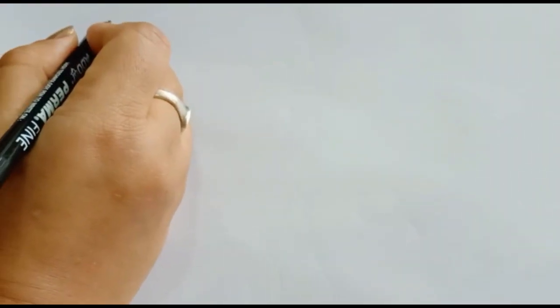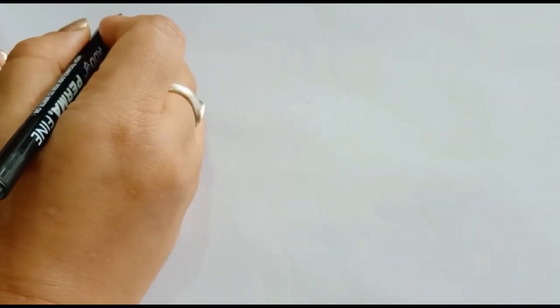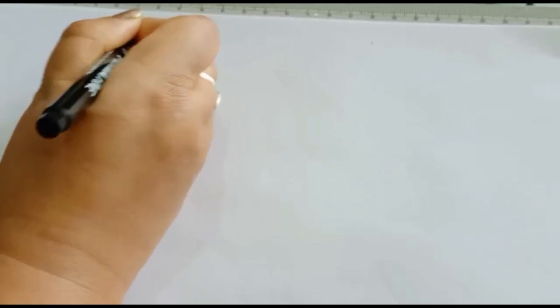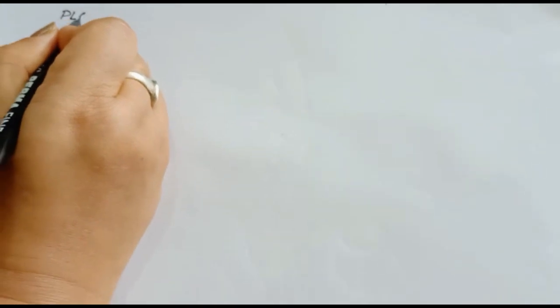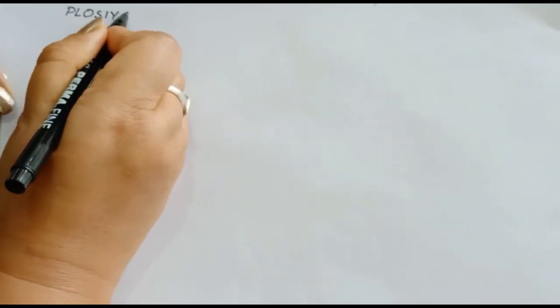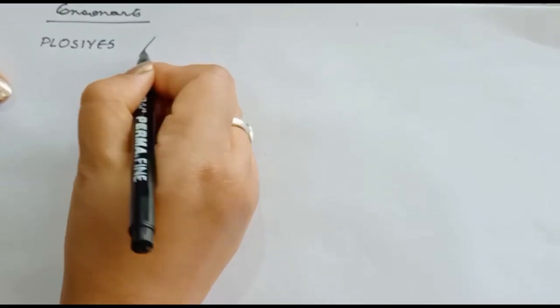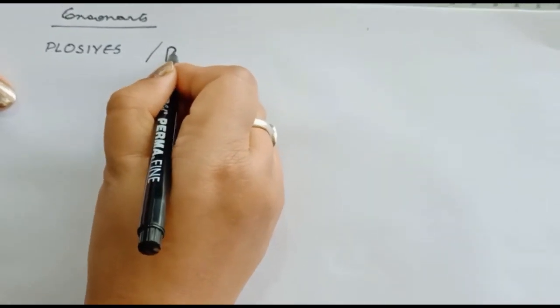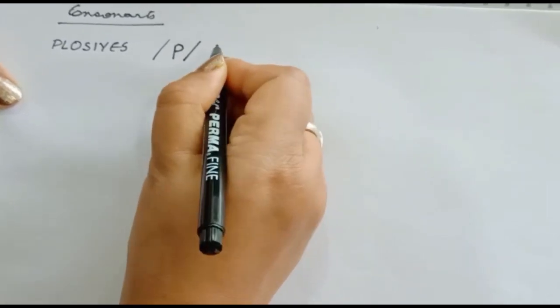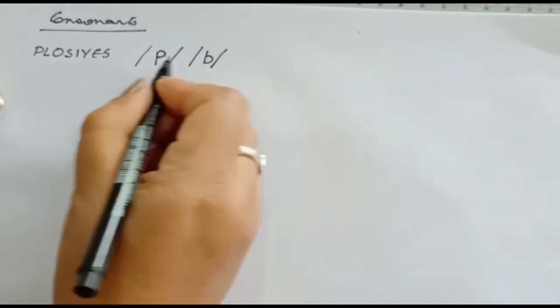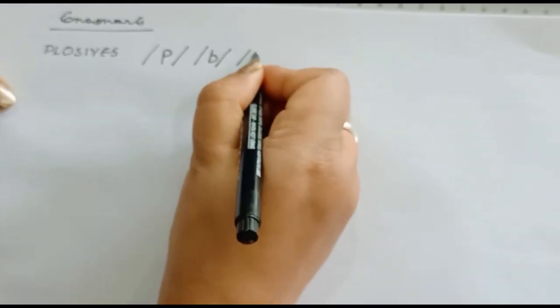Let me now show you the exact way of writing the phonemes. We'll start with the consonants, and we will start with the plosives. So how do you write the plosives? There is a manner of writing it. This is the way we write p, exactly like this, and b. And we write the slants there. If you don't write the slants, it is wrong.